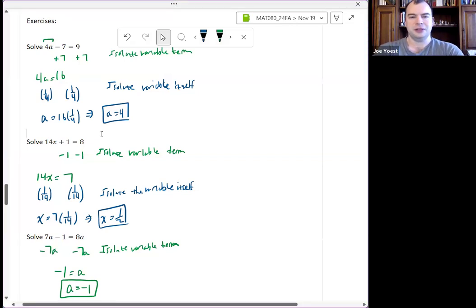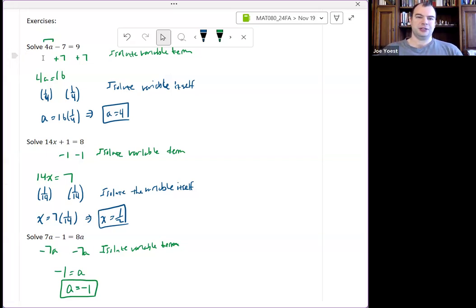Okay, so I wrote up the solutions as we were working through them. So for this first one, 4a minus 7 equals 9. The first thing we want to do is isolate the variable term, get that 4a by itself. We see that 4a has a minus 7 attached to it. We choose to add the additive inverse of minus 7, or plus 7, to both sides. So I have 4a minus 7 plus 7, just 4a on the left side, equals 9 plus 7, or 16.